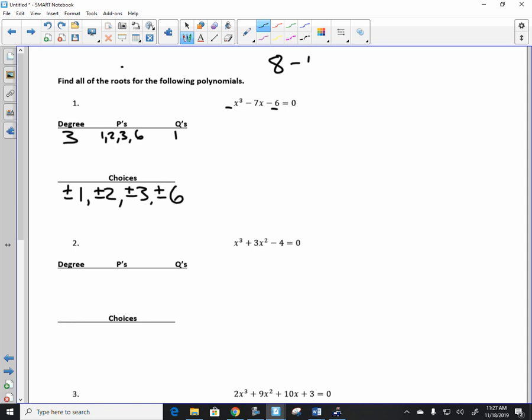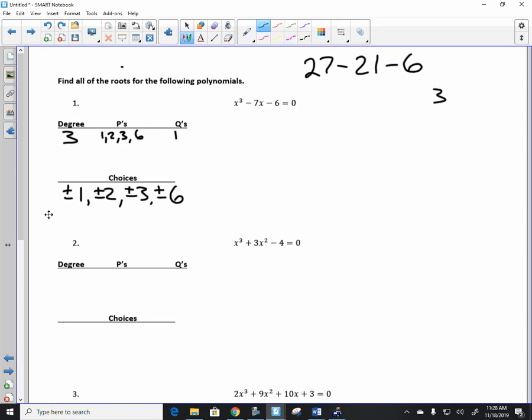3. Okay, 3 cubed, 27, minus 21, minus 6. Does that give you 0? Give it up for Carson. There are 3 solutions. But here's the key. Carson found out that 3 works.